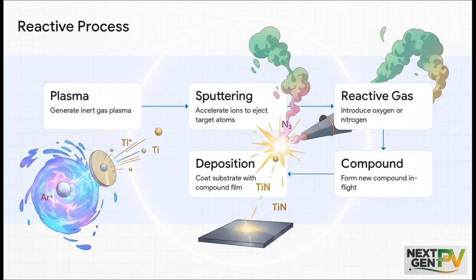We aren't just moving pure titanium from point A to point B anymore. As the sputtered titanium atoms fly through that highly energized plasma, or even right as they land on the substrate, they chemically react with the nitrogen gas. They actually bond together in real time, forming a dense, completely new crystalline structure. In this specific case, we'd be depositing a highly durable thin film of titanium nitride.